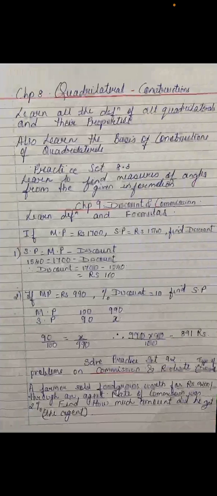Now, next, practice set 9.2. Problems based on commission and rebate, that is discount type. Now, here a farmer sold food grains worth rupees 9,200 through an agent. Rate of commission was 2%. Find how much amount the agent got.